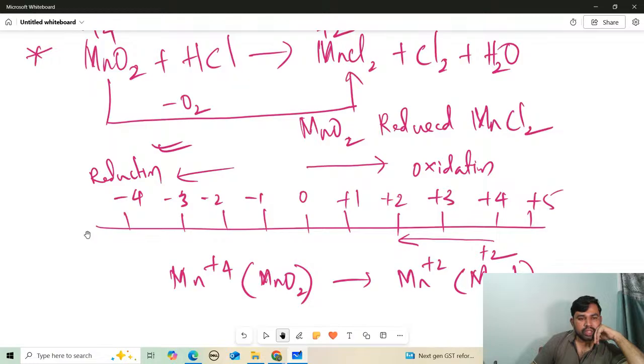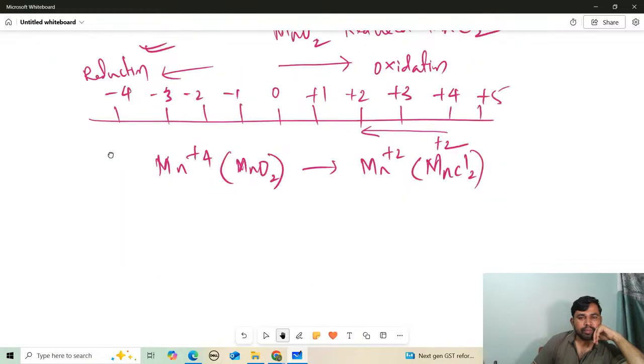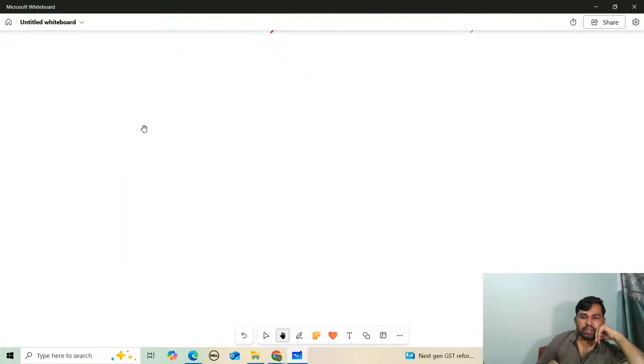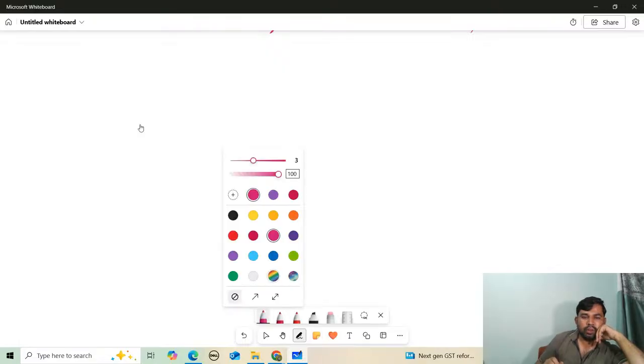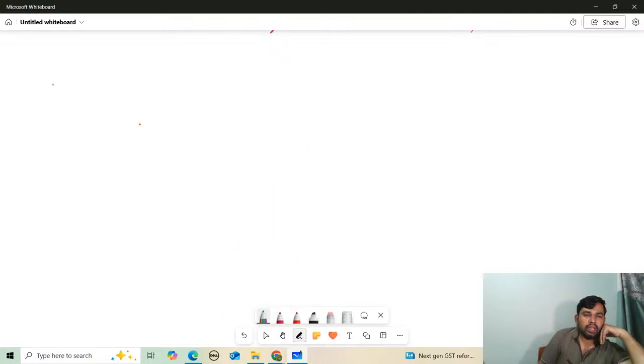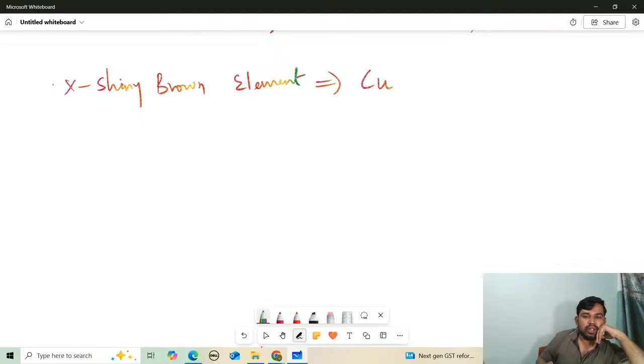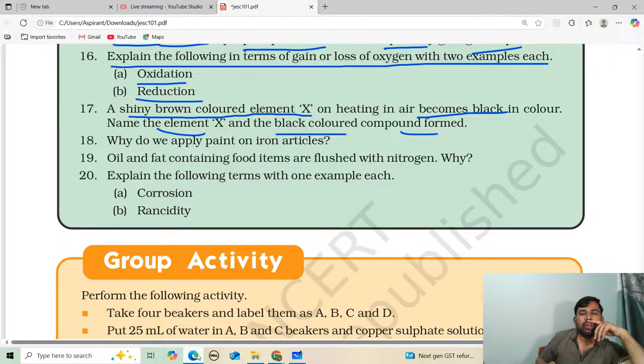Now see here, what is the hint they have given? Shiny brown element. This is the hint. Shiny brown we can say will be copper. Which element is it? Copper. Similarly, see here, copper element heated in air.